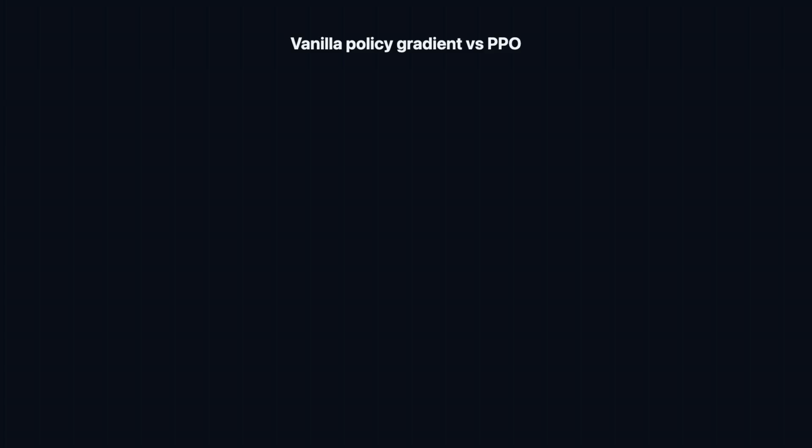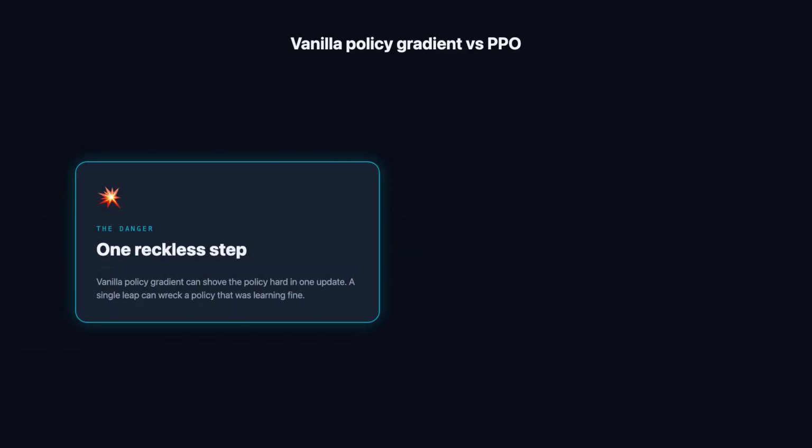Now, to see what PPO is protecting you from, look at the failure mode it was designed to prevent. Vanilla policy gradient has no seatbelt on the size of an update. When a batch of experience suggests a direction, it can shove the policy hard that way in one step. Sometimes that single leap wrecks a policy that was learning fine, and there's no easy way back from the damage.